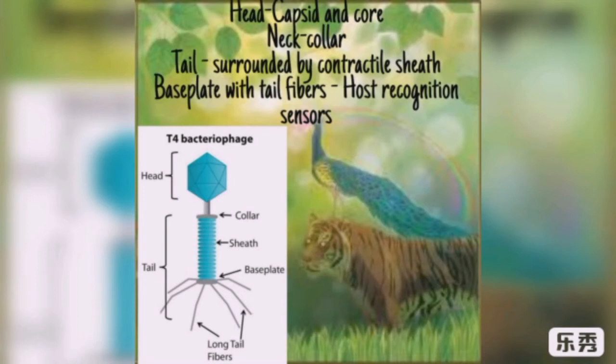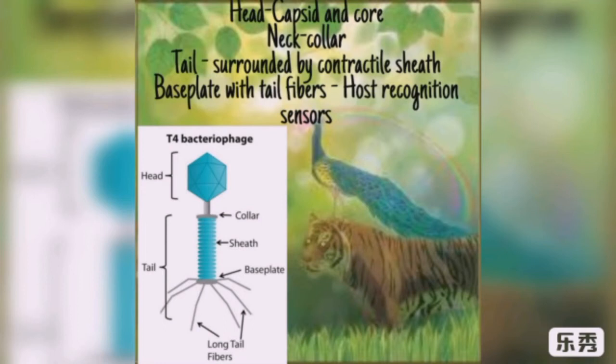The structure of bacteriophage can be divided into three main parts. The first one is the head. The head region contains the capsid and the core. Capsid is a protein coat and core is a nucleic acid which is seen inside the capsid. Second portion is the neck. Neck is called the collar. Then comes the tail. Tail is surrounded by a contractile sheath. Towards the base of it, there is a base plate with tail fibers. This part is called host recognition sensors. Why? Because they recognize the specific host and cause infection. So this is the structure of bacteriophage.